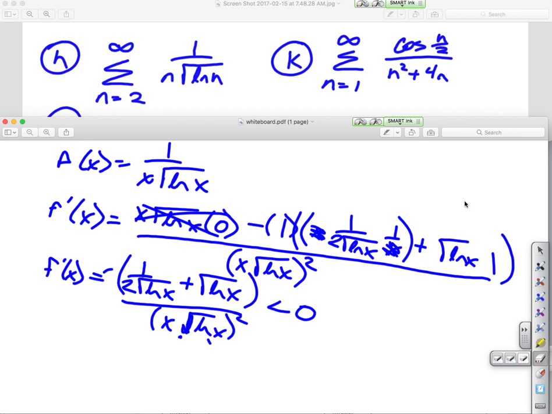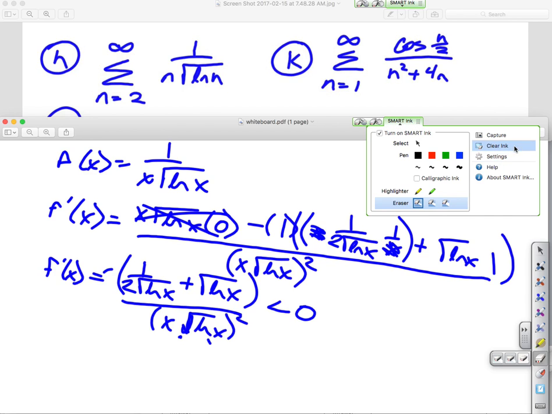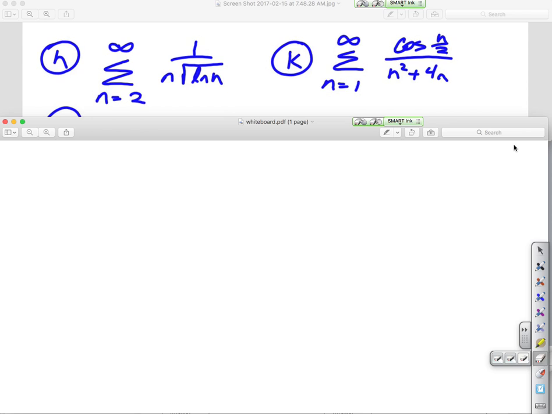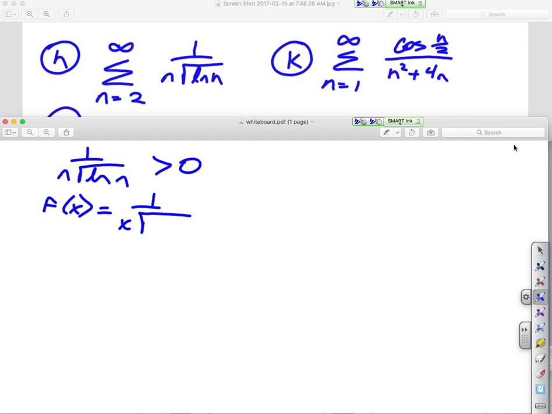Alright. So I can now state that 1 over n is greater than 0, and I know f of x equals 1 over x ln x is greater than 0, or sorry, continuous.